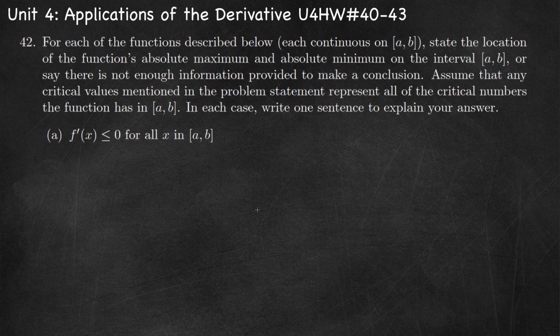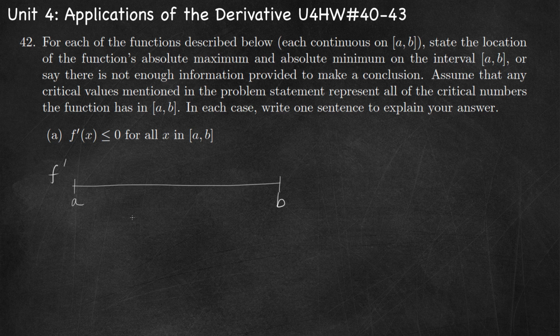So part A, all we're told is that f prime of x is less than or equal to 0 for all x in the interval from a to b. So here's our interval, starts at a, ends at b, and we know that f prime is either negative or 0. So it's never positive. So I know my function isn't increasing. It's either decreasing or staying the same. That means my left endpoint has to represent the maximum value of the function.